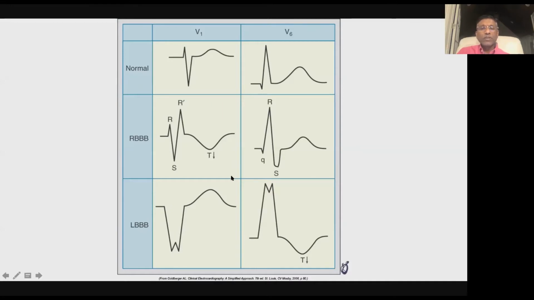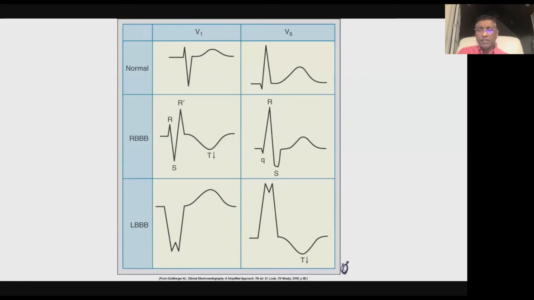Now, when you look at wide complex tachycardias, it's very helpful to group them into two main categories of morphology, talking about shape and size, or what it looks like overall.